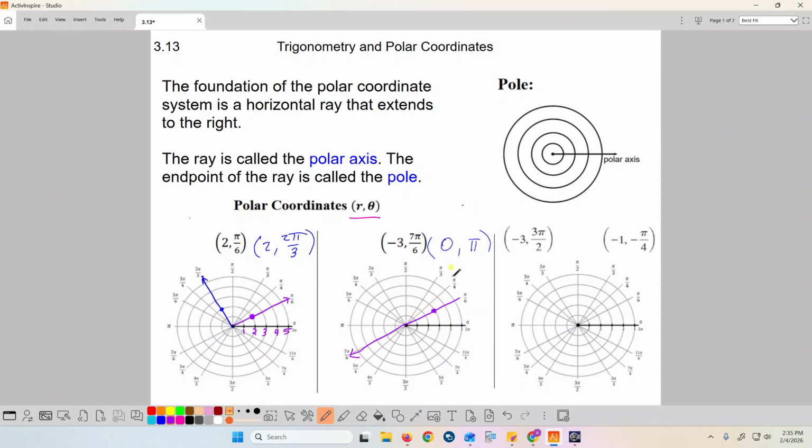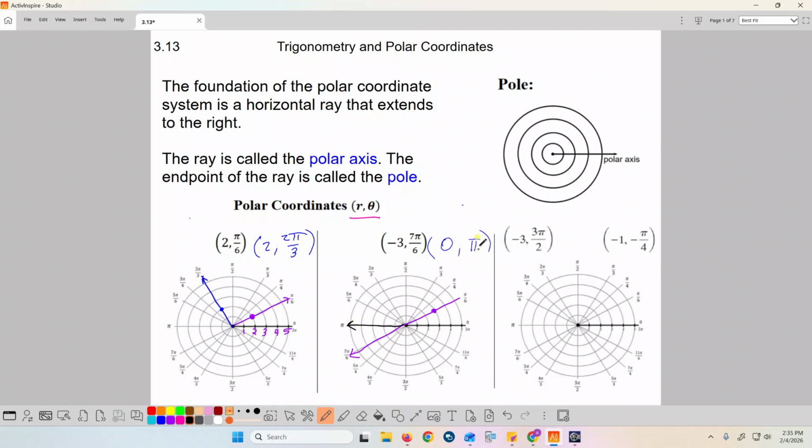All right, the next thing that we want to do is go ahead and graph 0, pi. Okay, so 0, pi is at the angle of pi. We got our initial ray there, and we got our terminal ray right over here.